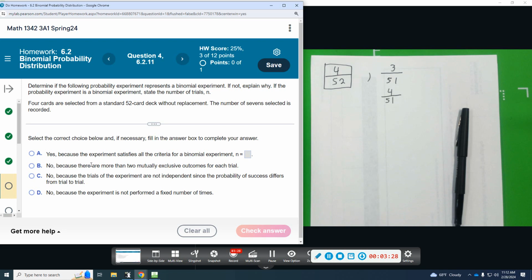So we're going to say no, there's more than 2 outcomes. That's not the reason. No, because the trials are not independent, since the probability of success or failure differs. So C would be the correct one.